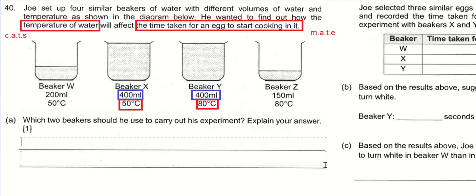First of all, explain. You need to have your claim. Your claim is we must use beaker X and beaker Y. That's your claim. What is the evidence here? The evidence is that only the temperature of the two beakers are different.